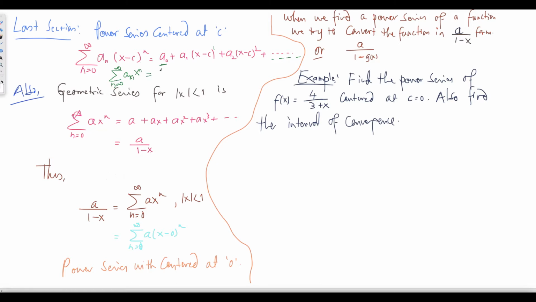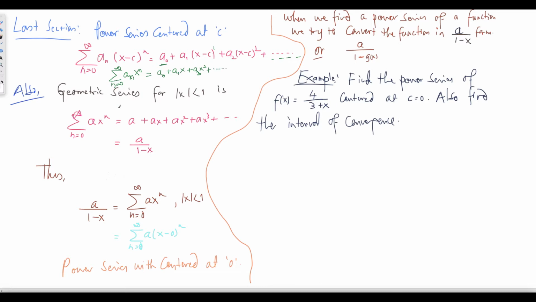Expanded, that would look like a sub 0, and then plus a sub 1 times x minus c, where instead of c you plug in 0, so you get a sub 1 x. Then plus, if you plug in n equals 2, you get a sub 2 x squared, and then plus so many other terms. You see that? So that's what you get.